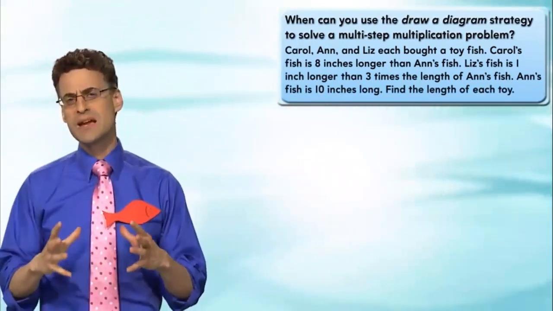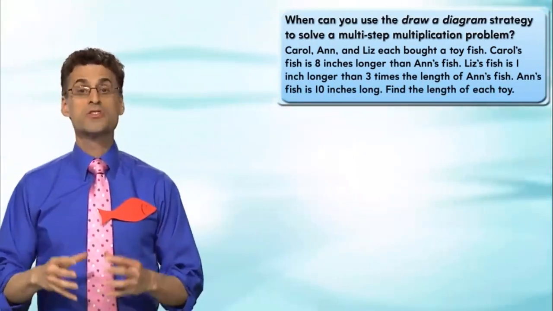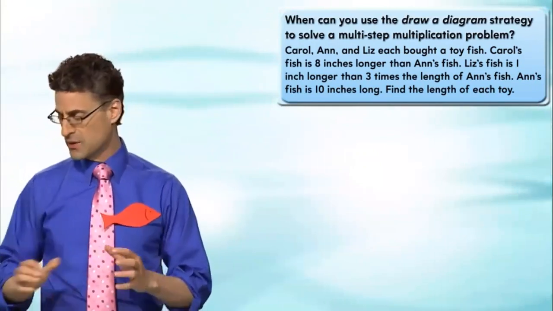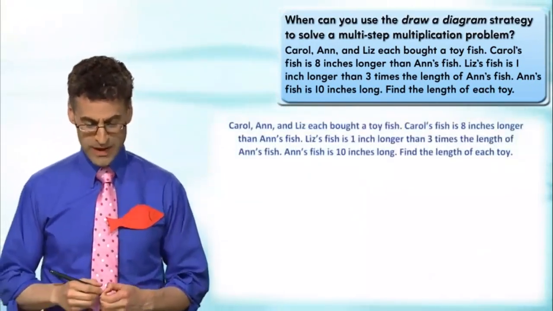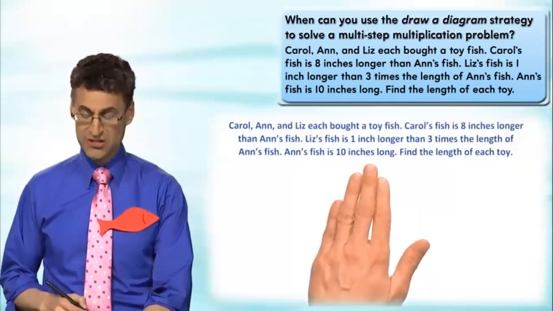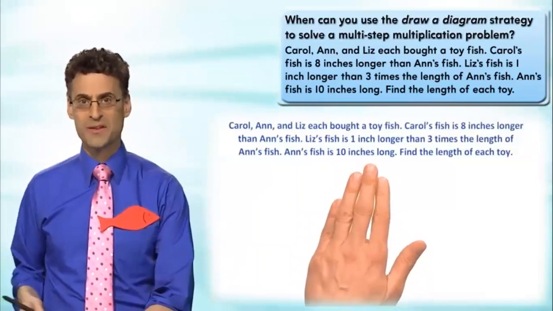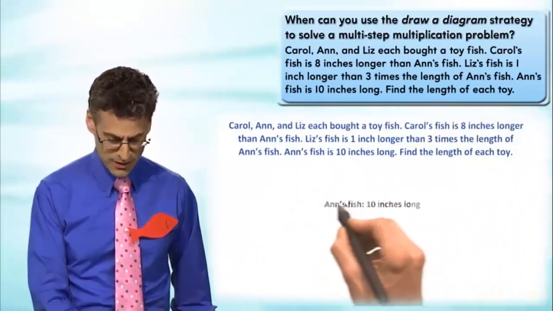So there's lots of information here, and many, many steps involved in actually answering this question. So let's figure out what's the thing that we know that's really helpful. Well, we actually are given one of the answers. Ann's fish is 10 inches long. That's awesome. We're supposed to find the length of each fish, and we're told that Ann's fish is 10 inches long. So let's bring that right along.